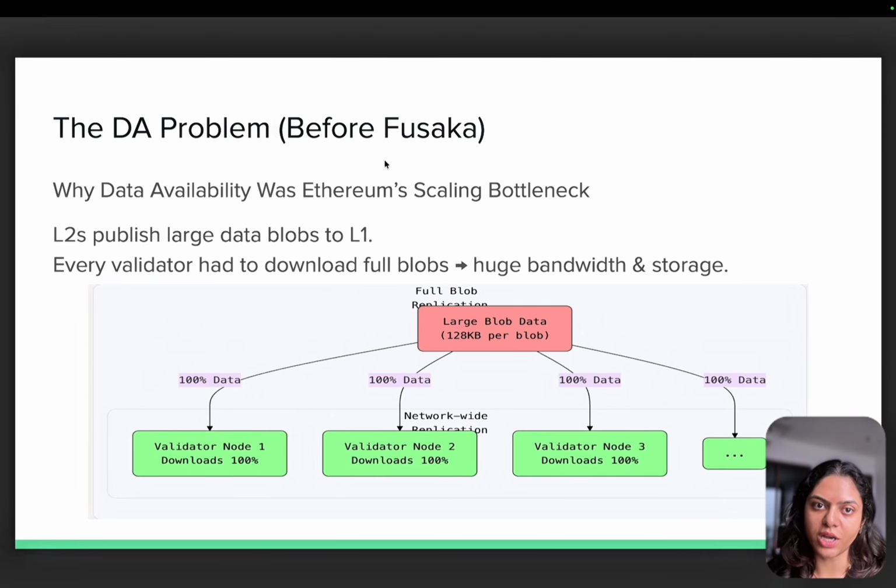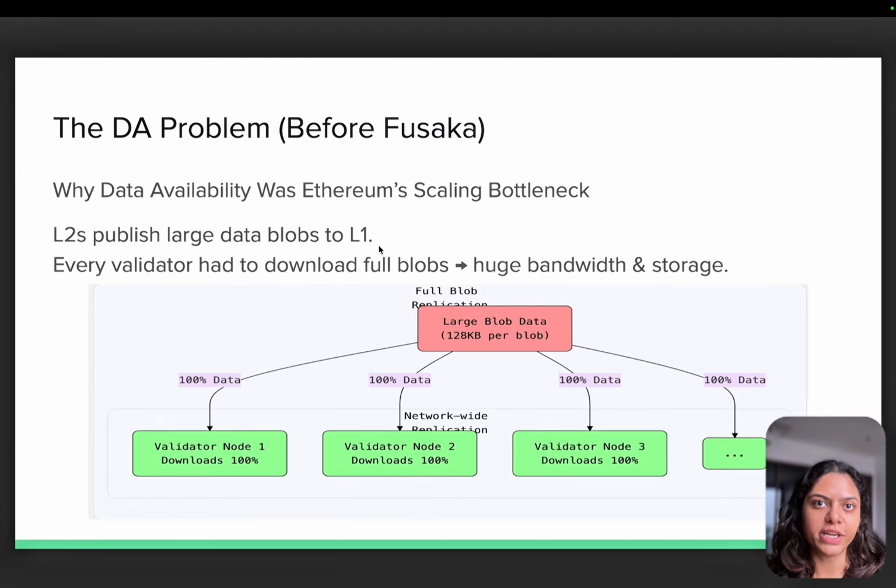Before Fusaka, what were the DA problems that happened? Before Fusaka, data availability was the core limiter. Why was data availability Ethereum's scaling bottleneck? So here's how that worked. L2s publish large data blobs to L1. L2s publish huge blob data to Ethereum.